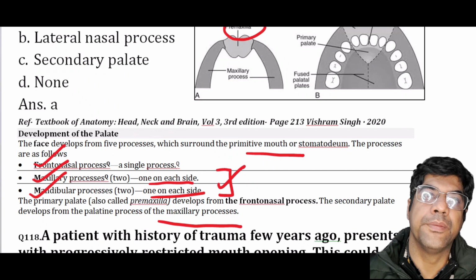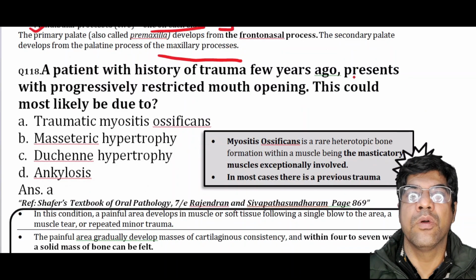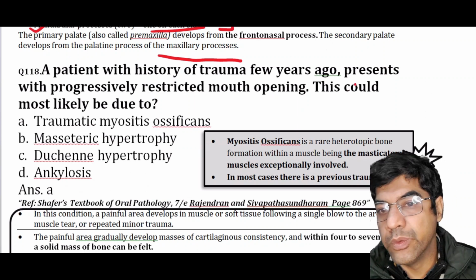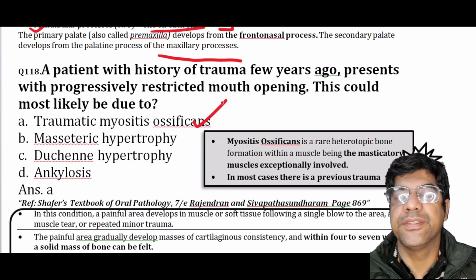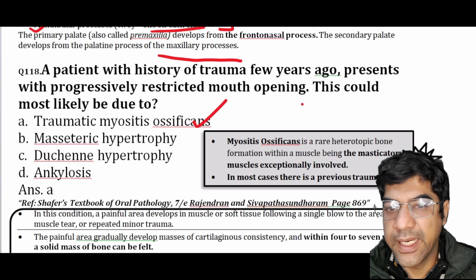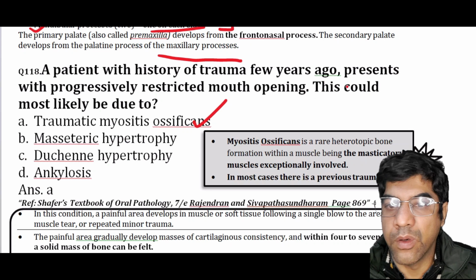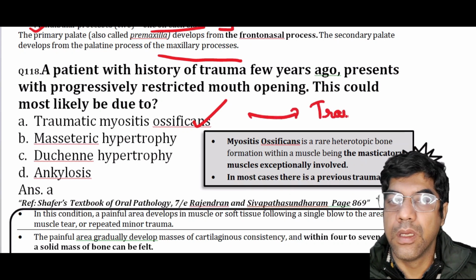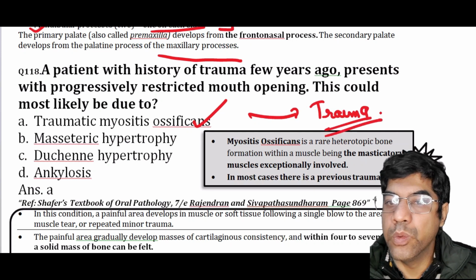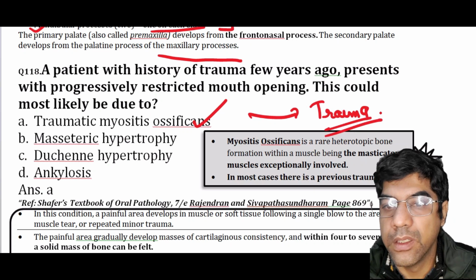So remember that. The next question: a patient with a history of trauma a few years ago presents with progressive restricted mouth opening. That could be due to traumatic myositis ossificans. So what is that? It is a condition where painful areas develop in the muscle or soft tissue following trauma, such as a single blow to the area, muscle tear, or repeated minor trauma.